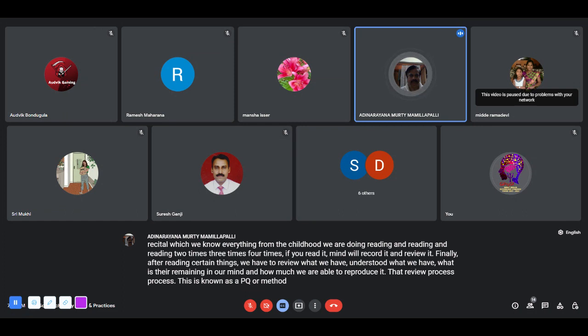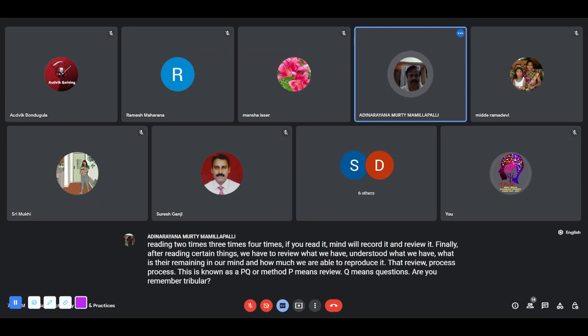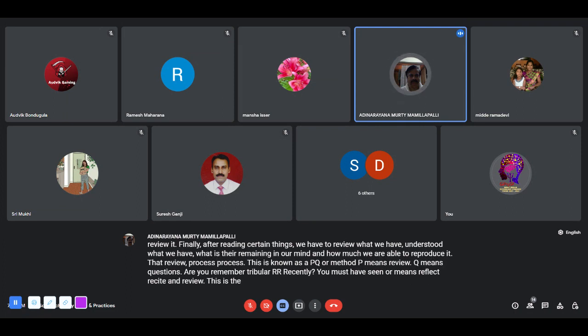P means preview, Q means questions, R you remember triple R. Recently you must have seen. R means reflect, recite, and review. This is the best method of remembering this.